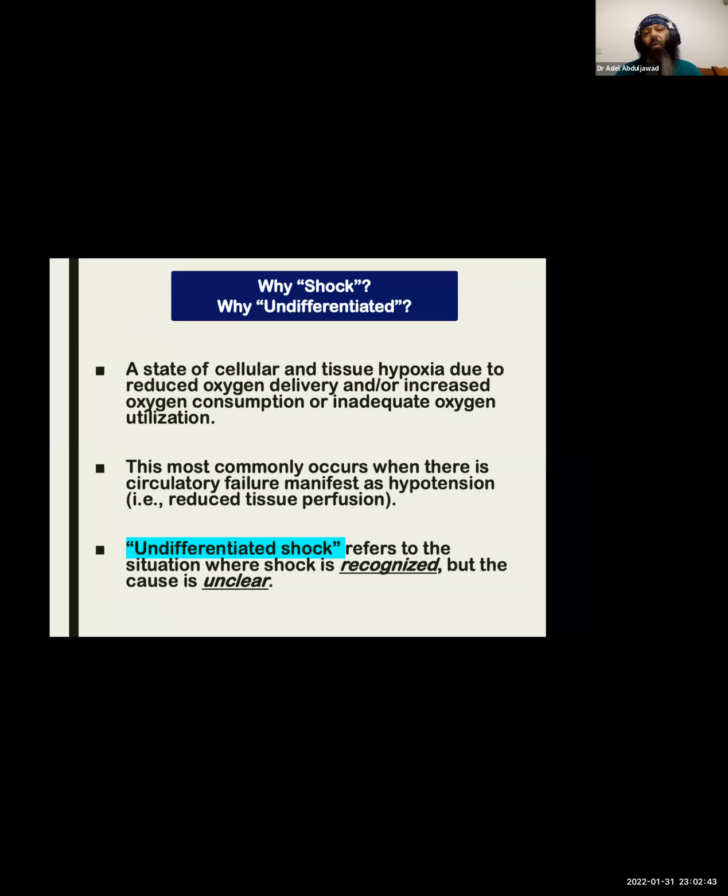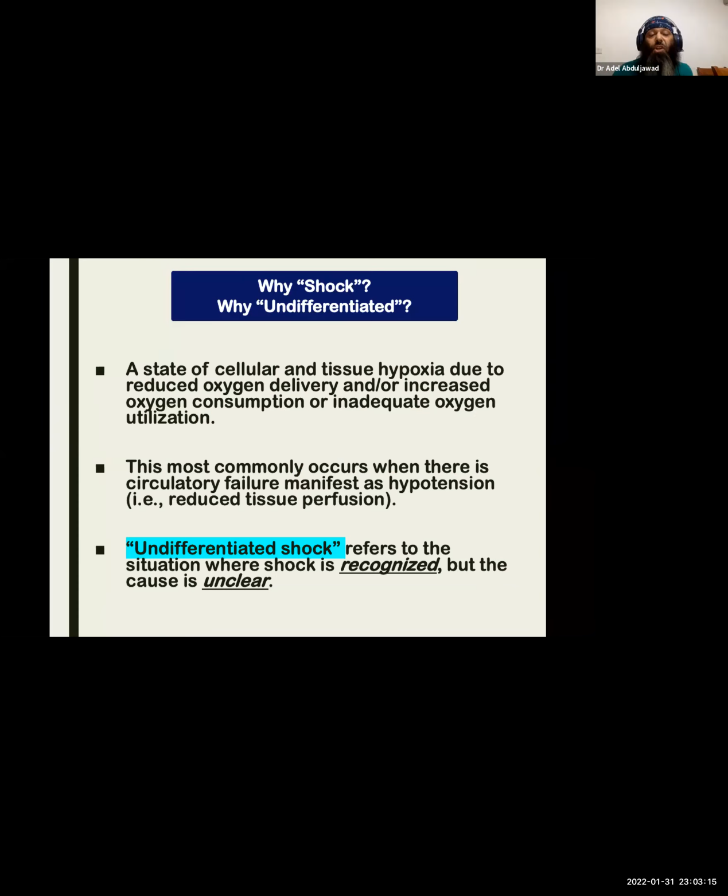Why shock? Why undifferentiated? I know all of you know the definition of shock. But again, it's just a reminder that it's a state of cellular or tissue hypoxia due to reduced oxygen delivery and/or increased oxygen consumption, and this leads to inadequate oxygen utilization. As I told you, this most commonly occurs when there is a circulatory failure, and this circulatory failure manifests as hypoperfusion or tissue hypoperfusion.